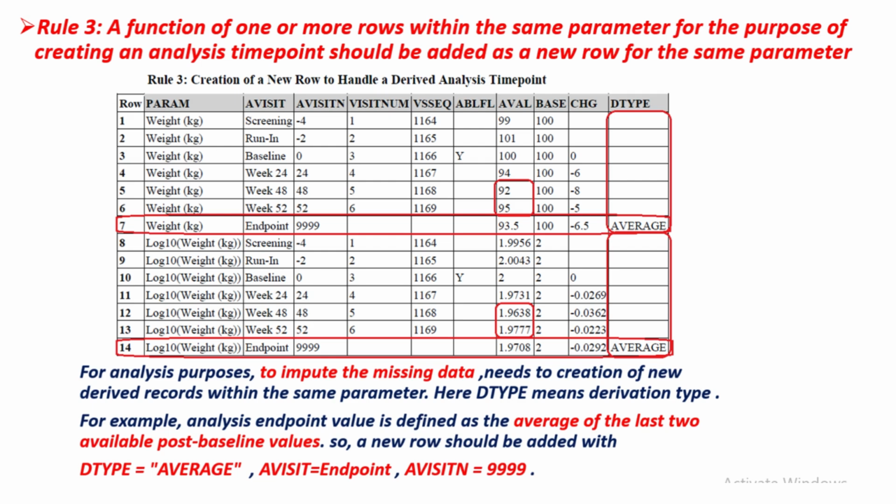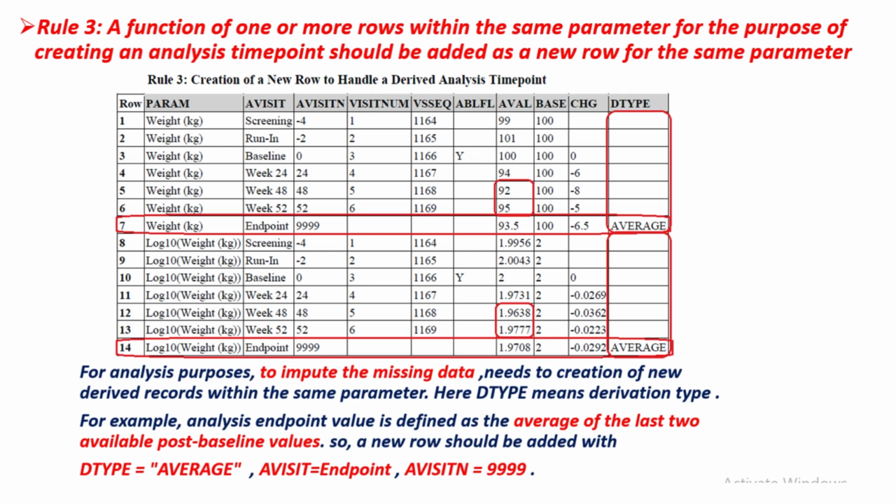Rule 3. A function of one or more rows within the same parameter for the purpose of creating an analysis time point should be added as a new row for the same parameter. Illustration of Rule 3. Creation of a new row to handle a derived analysis time point that is DTYPE equals average. For analysis purposes, to impute the missing data, we need to create new derived records within the same parameter.